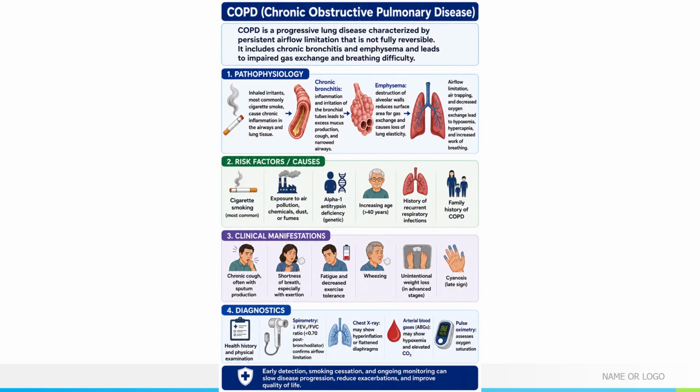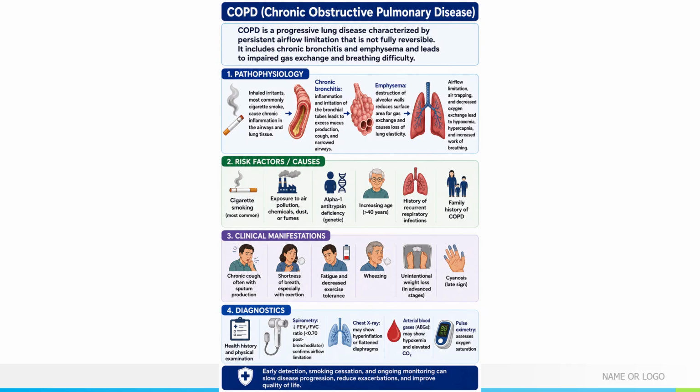So now let's briefly discuss how COPD is diagnosed. Diagnosis always begins with a thorough history. We ask about smoking history, occupational exposure, chronic cough, sputum production, dyspnea, and exercise tolerance. And then physical assessment, so common findings like we just talked about: prolonged expiration, diminished breath sounds, wheezing, barrel chest, use of accessory muscles, pursed lip breathing.